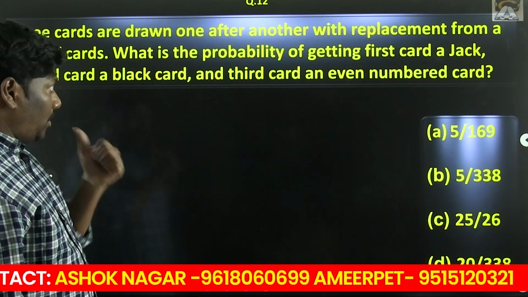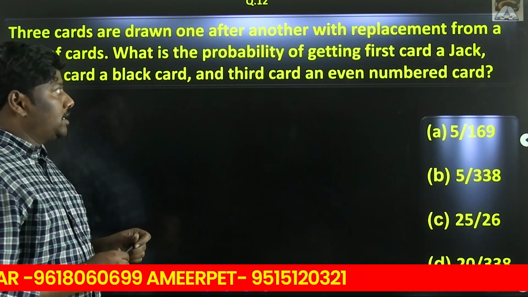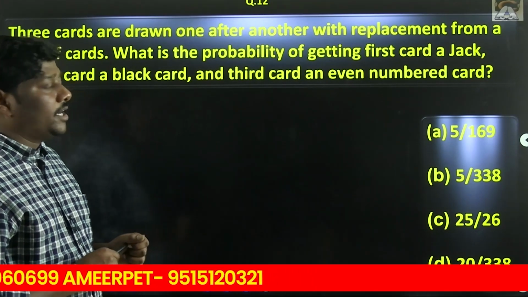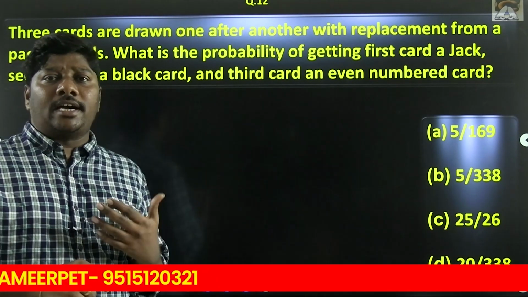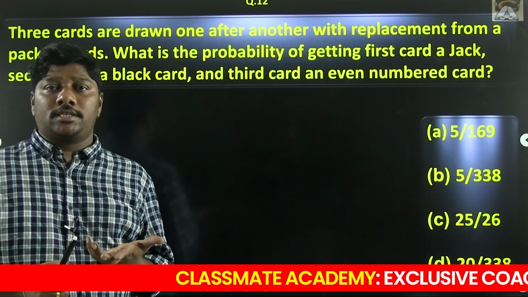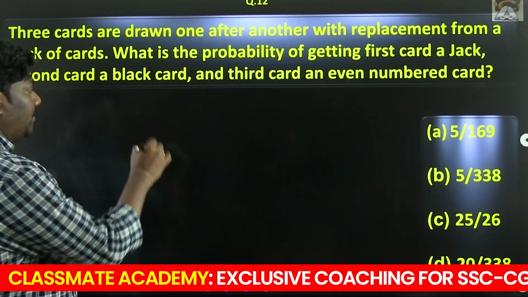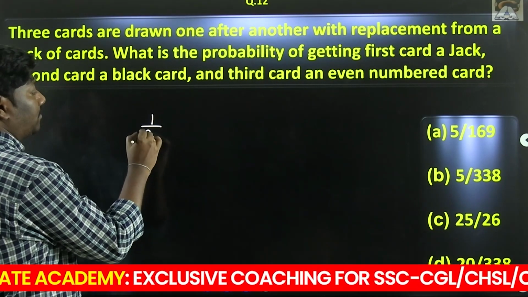Three cards are drawn, one after the other, with replacement from a pack of cards. What is the probability that the first card is a jack? See how many jacks there are in a suit. There is only one jack out of 13 cards, or 4 jacks out of 52 cards. So the first card you want to be a jack: that means 1 by 13.